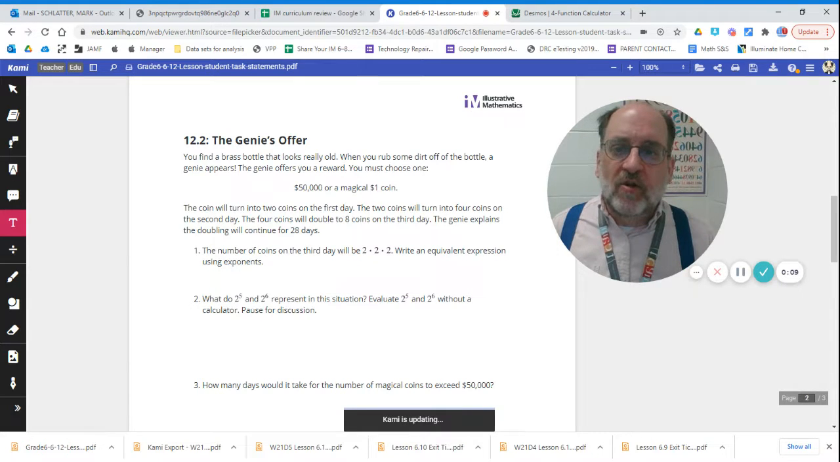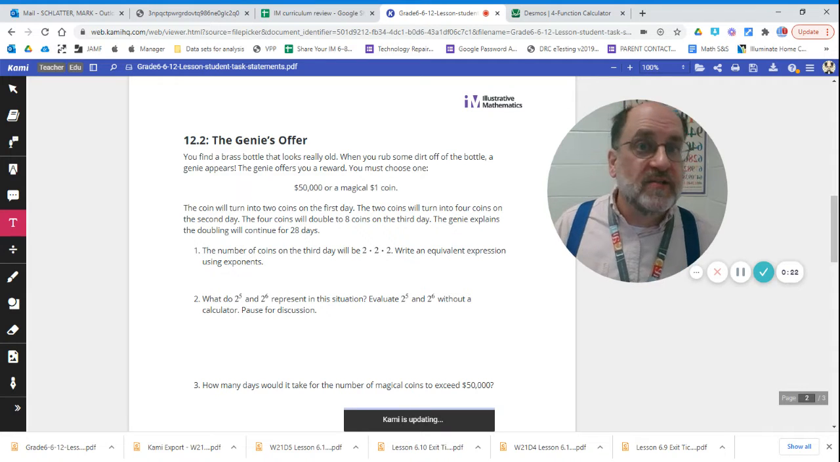You find a brass bottle that looks really old. When you rub some dirt off the bottle, a genie appears. The genie offers you a reward. You must choose one. You can either choose $50,000 or a magical $1 coin. Now, why is it magical?